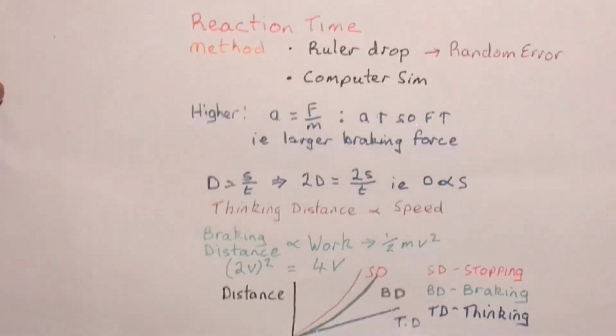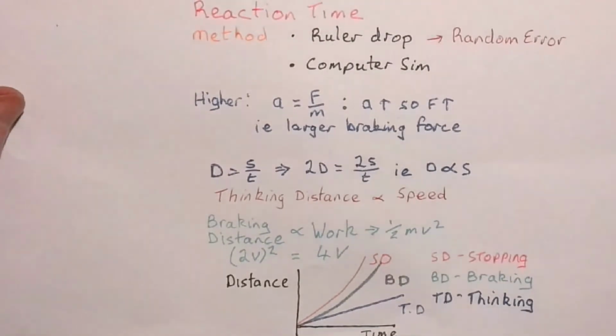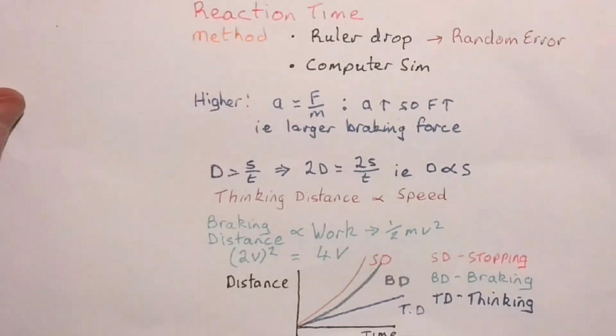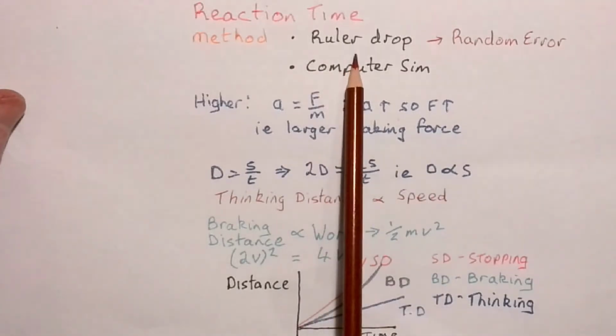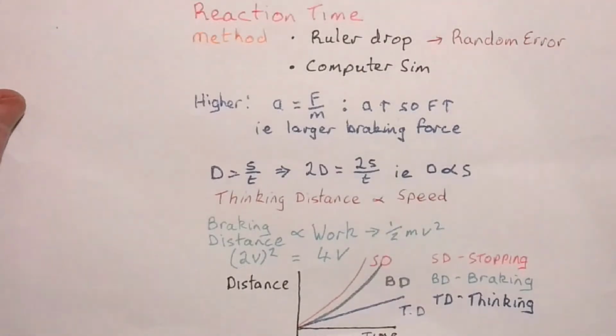Lesson 8 is the reaction time. So for the reaction time, what you need to know is a method to calculate reaction time. The typical method is the ruler drop, where you drop a 30 centimeter ruler and simply catch it between your thumb and forefinger and measure the distance the ruler has dropped.